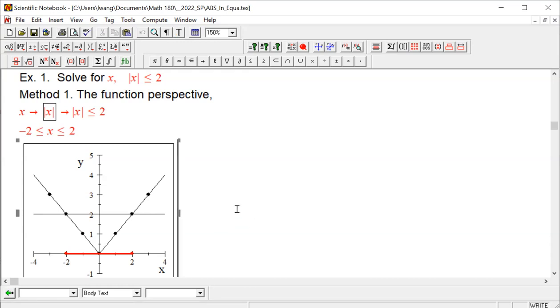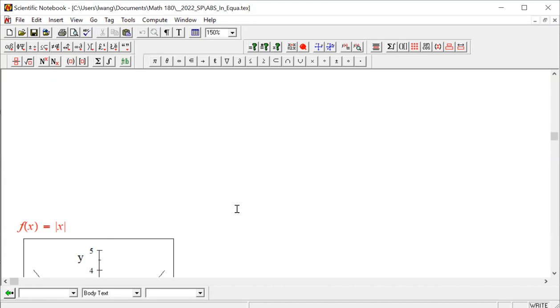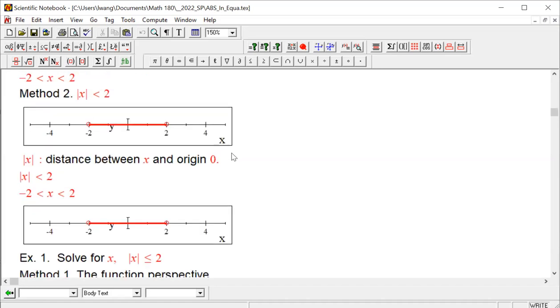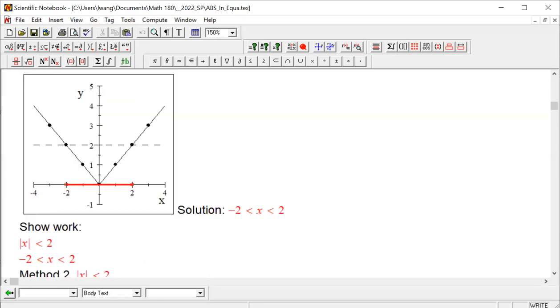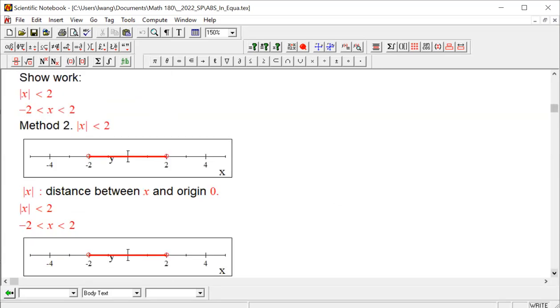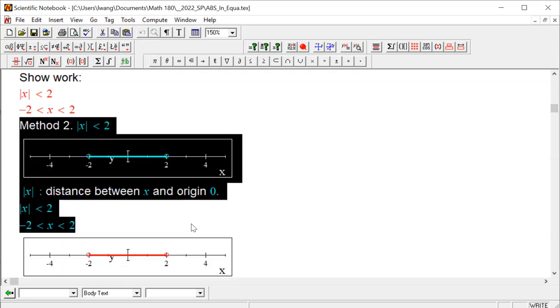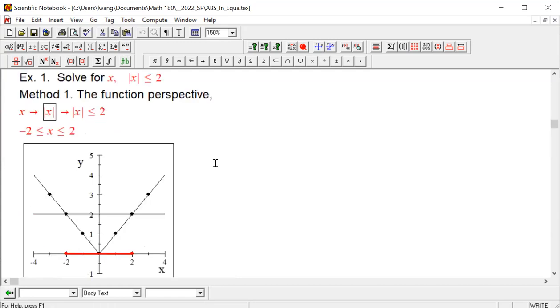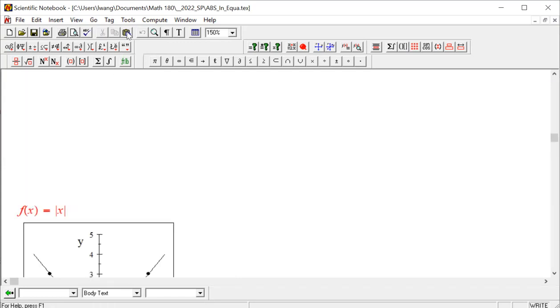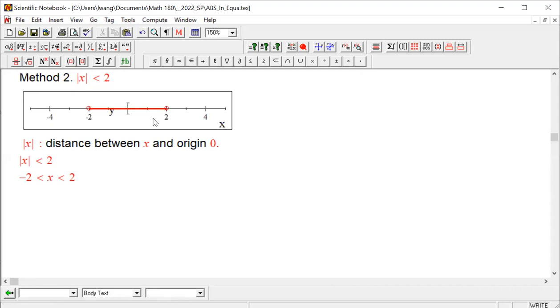-2 less than or equal to x and less than or equal to +2. Okay, and the definition perspective, Method 2. I'm just going to copy and paste the definition perspective. Everything is equal. The only difference in this case is that it can be equal to 2, so this is going to be less than or equal to 2.